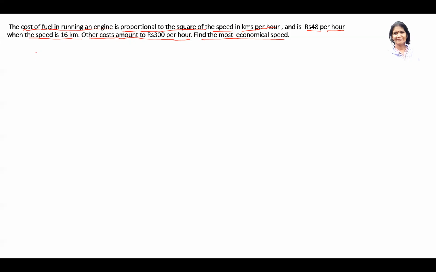So I'm taking the speed of the train as V kilometer per hour, and distance I'm taking as S kilometer. Then how much time is it going? Time is equal to S by V hour.